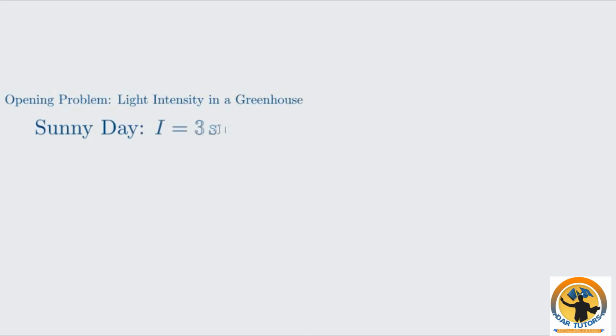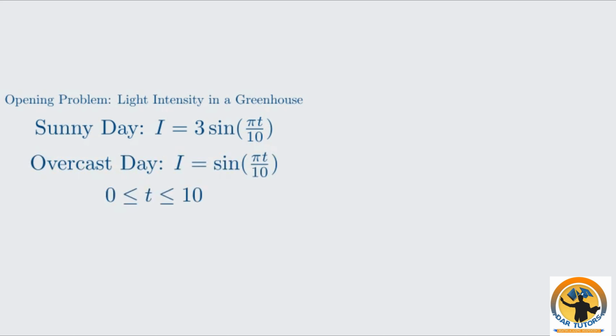Let's begin with an opening problem to set the context. Consider the intensity of light entering a greenhouse. On a sunny day, the intensity is given by the function I equals 3 sine of pi t over 10. On an overcast day, it's I equals sine of pi t over 10. Here t is the number of hours after sunrise from 0 to 10. The graphs of these two functions are shown here.